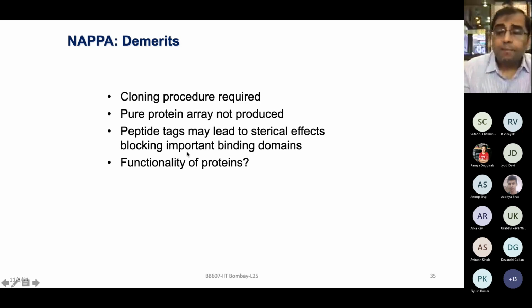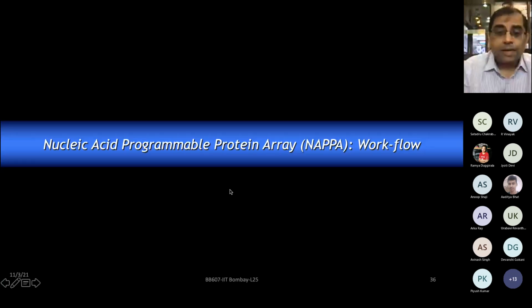In this case, peptide tags may lead to some steric hindrances, which may lead to the binding domain not being seen properly. And whether you are still able to produce a functional protein can remain a question which you can ask me, or I can ask you, depending on the time. Okay, so let me just walk you through the workflow of NAPA, and then at the end maybe we can take the question of what proteins are being produced, and whether that is functional or not.